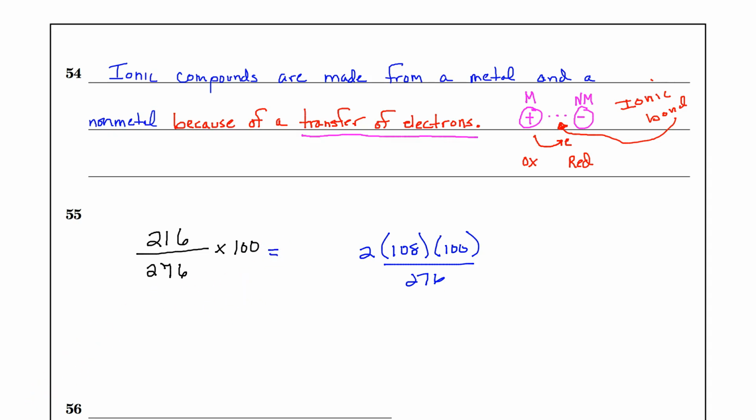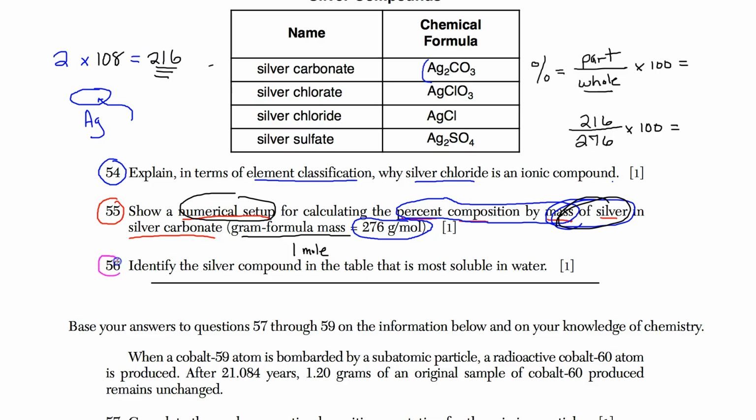All right, on to 56. Number 56, identify the silver compound. Hey, they're all silver compounds in the table. Here's a table that is the most soluble in water. How in the world would you know that off the top of your head? Unless you are someone who loves to memorize solubilities. I doubt that you are.